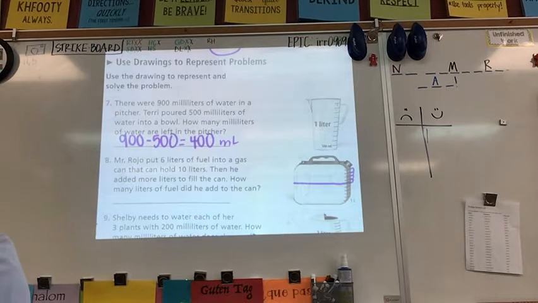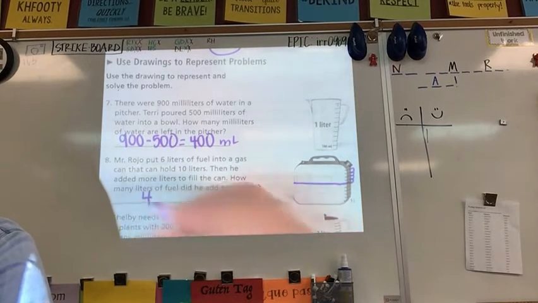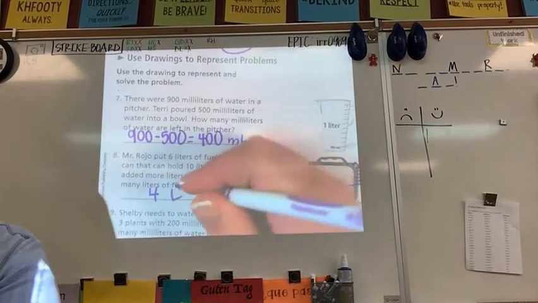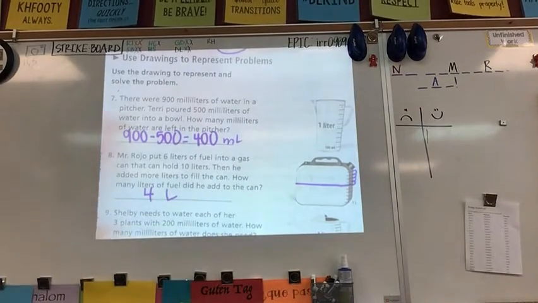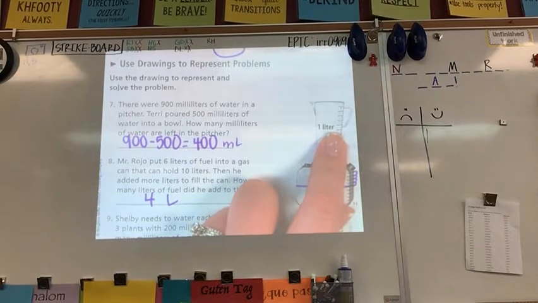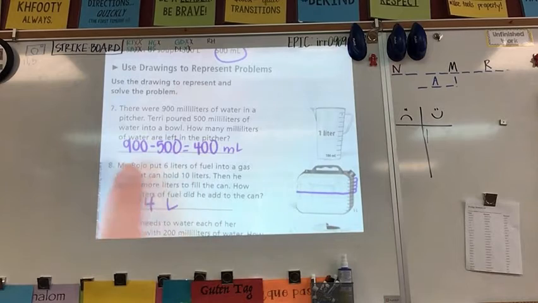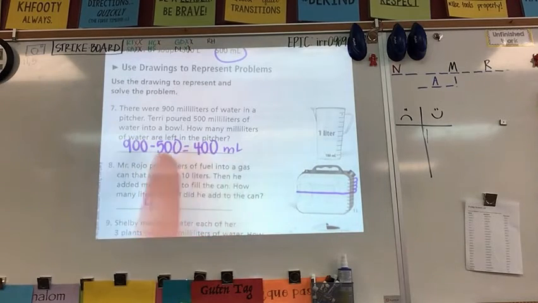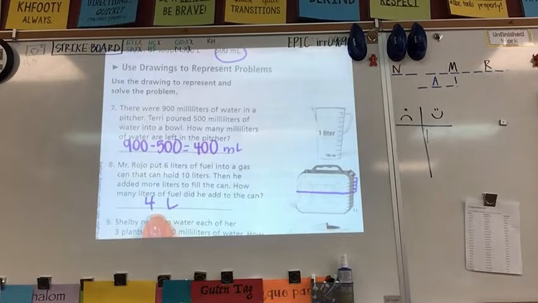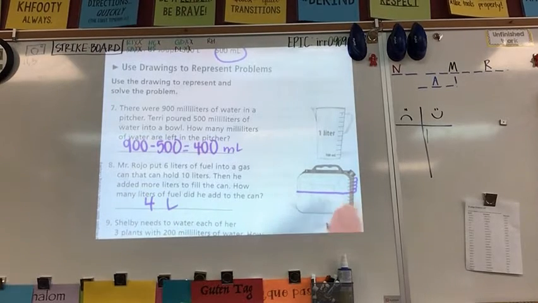Riley? 4 liters. Notice how in this first problem, I didn't really use my picture. So did I need an equation for that problem? Yeah, absolutely, because this is how I represented my work with an equation. On this next problem, did I write an equation? No, because where did I represent my work? On the picture. I just used the picture. I didn't even have to think of an equation.